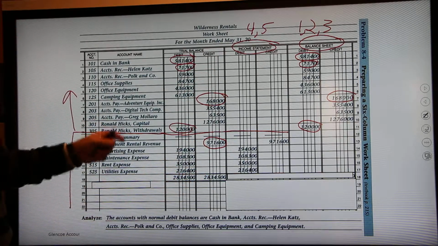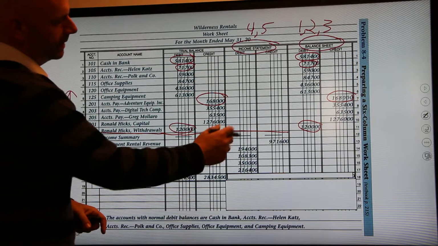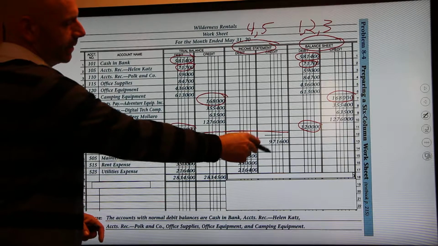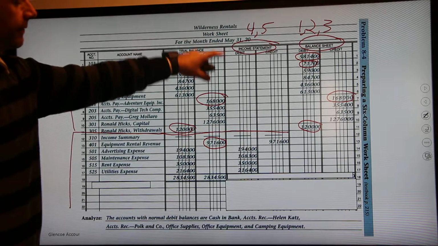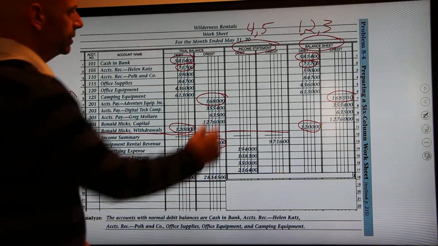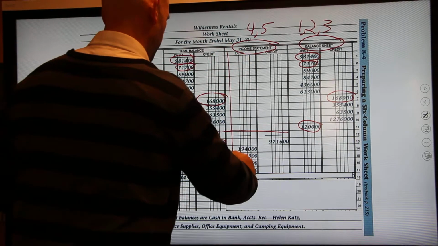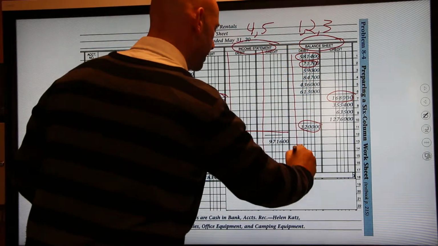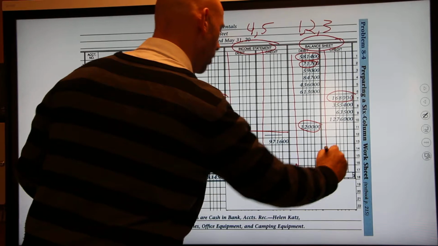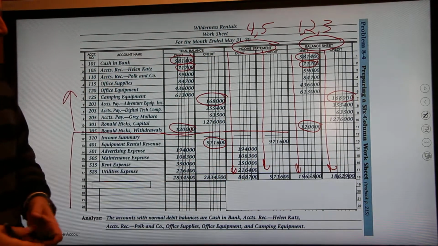Alright, so now we moved all of our accounts over, right? We have all of our expenses, all of our revenue, and our assets, liabilities, and owner's equity. Now we have to add up each column. So we're just going to add up this first column, and this column. We're pretty much just going right down, guys. All we're doing is adding them all up. And this is what we end up getting.